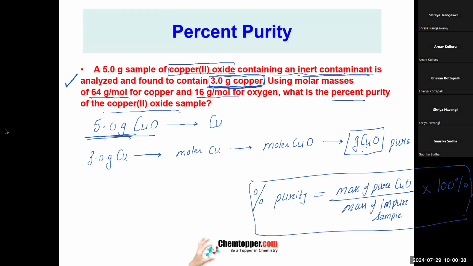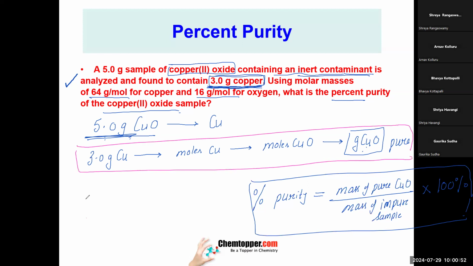Can we do it? Yes, children. Set up the ratio. Is this method clear? And I'm sure that all of you are now smart in setting up the ratio. 3.0 grams of Cu. Give me the first ratio to get the moles. Get the moles using the periodic table, molar masses, atomic masses. Yes, give me this ratio. Bhavya, give me the first ratio.